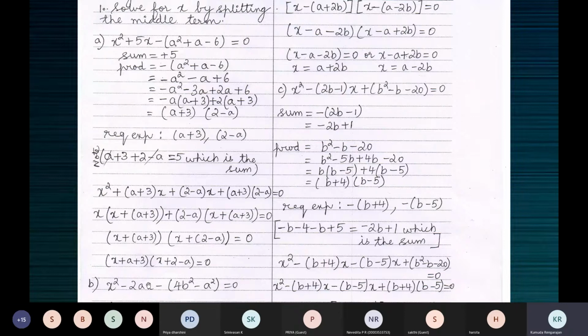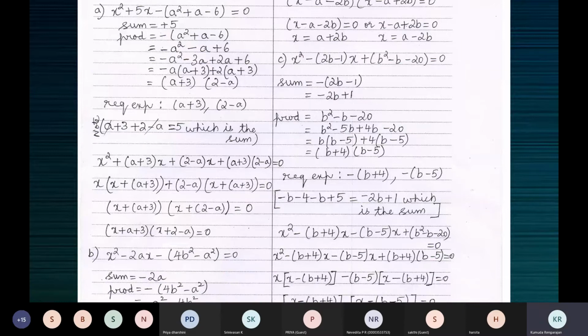x is the variable, so other than x, the remaining thing is the sum, minus 2a. And the product: the coefficient of x square is 1, so you can just ignore it. The product is minus of 4b square minus a square. Write out the sum and product like this.